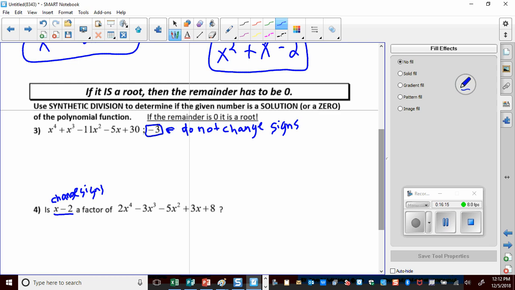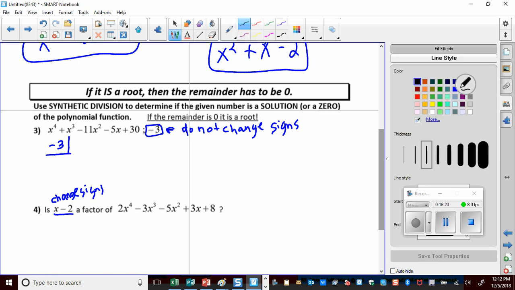So we got to set this up, and we have -3, and we make sure everything else is in standard form. I have 1, 1, -11, -5, +30. The first thing I'm going to do is bring down the first number. I have 1. 1 times -3 is -3. I get -2 coming down.